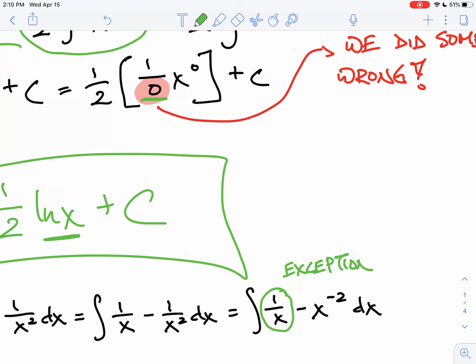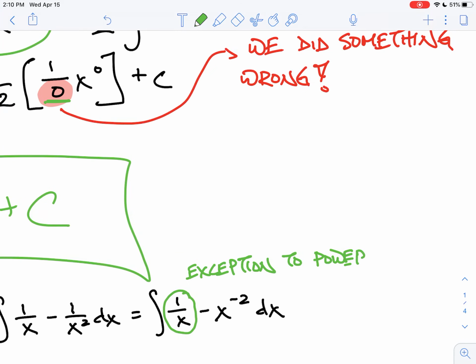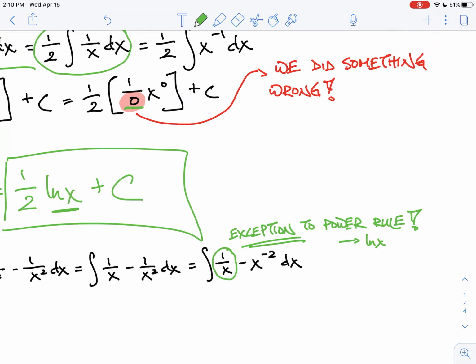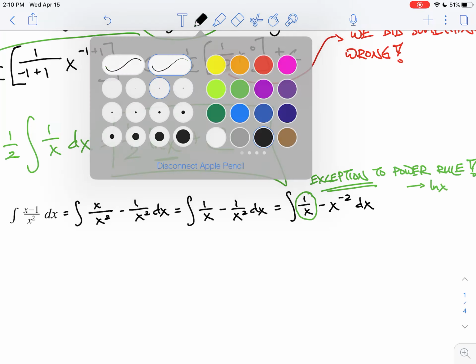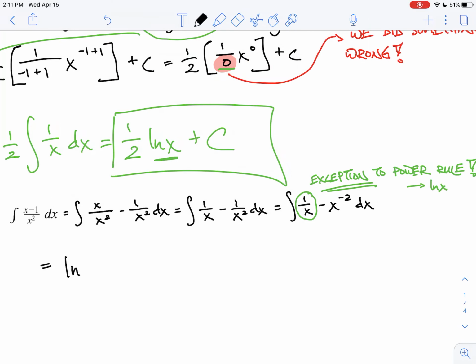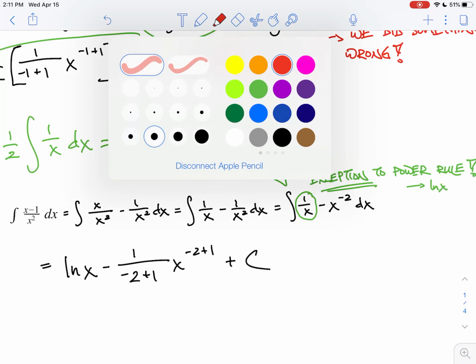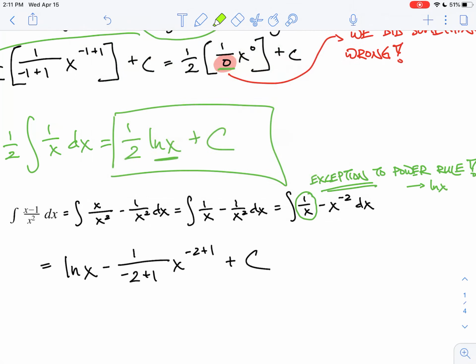Now, I didn't change this 1 over x to a power because this is our exception to the power rule. Okay, this is the exception to the power rule, and this is going to give me a natural log, all right? So let's go back and see what we have. We have natural log of x, that comes from the first term, minus, we use our power rule on the second part, 1 over negative 2 plus 1, x to the negative 2 plus 1 plus c, okay?